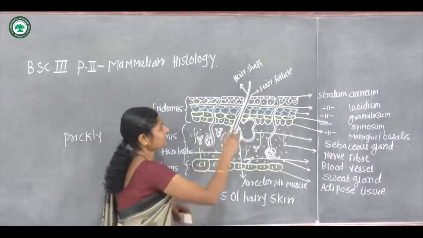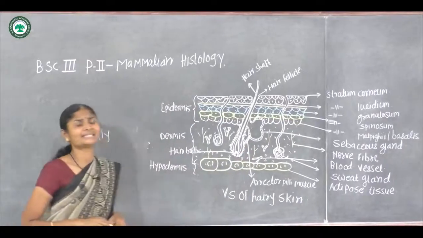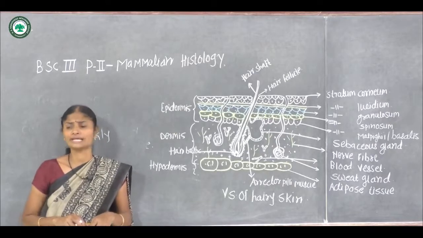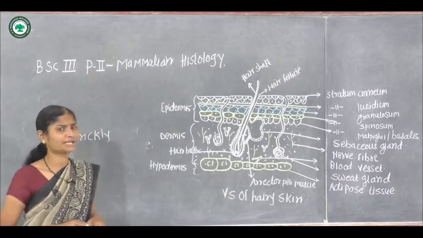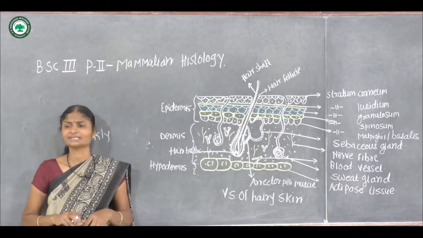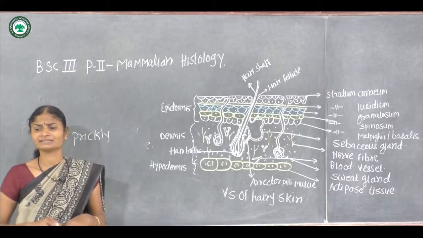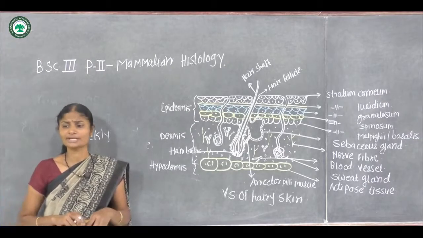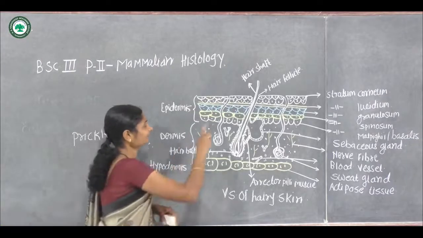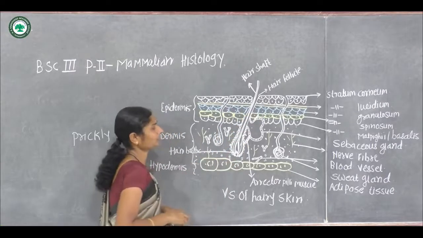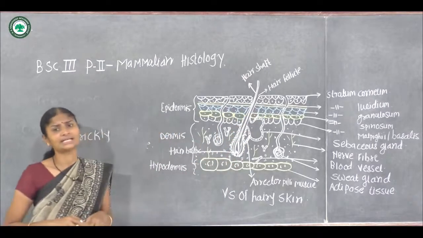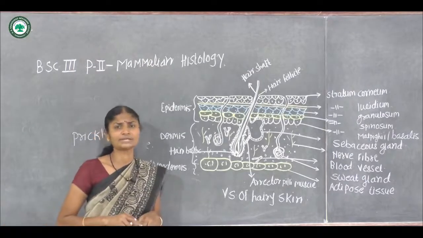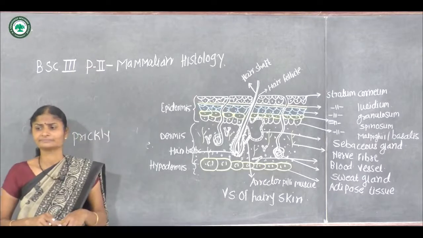Next layer is the stratum corneum layer. This stratum corneum layer is the outermost layer of the thick epidermis, and it represents mainly dead cells. It lacks nuclei, and generally cell organelles are absent in the stratum corneum layer.